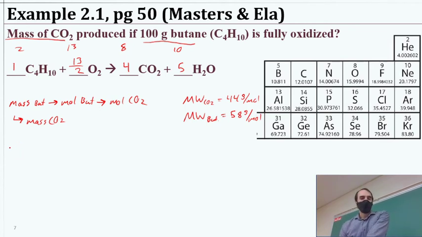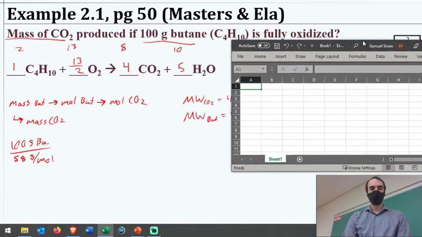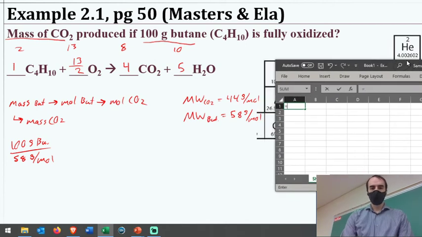So we were given 100 grams of butane. Just abbreviate it like that. We need to convert that to moles, so we can divide that by our molecular weight of butane, which is 58 grams per mole. This will give us, let's go ahead and grab Excel just to track it. Okay, so we've got 100 divided by 58. This will be moles butane.